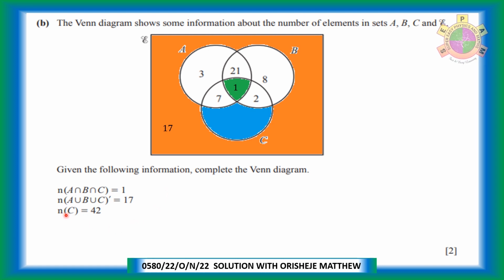Then the set C, the total number of elements in set C, that is 1 plus 7 plus 2 plus this blue section, we are given 42. So let the blue section be X. So that we can find the value there, add everything, we get 42. So solve for X: 42 take away 10, so X is 32. So write 32 in place of X. So you complete the Venn diagram.